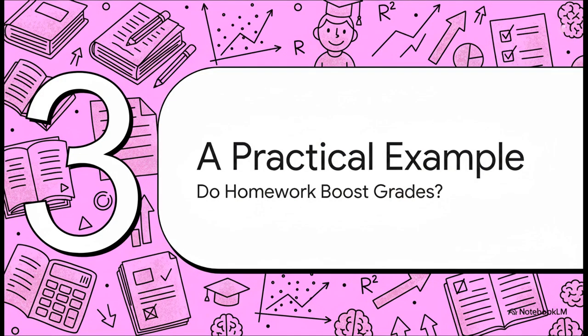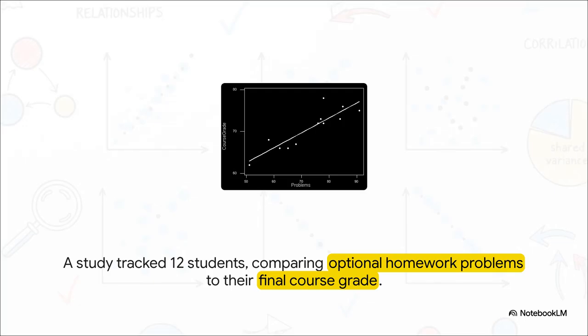Let's make this concrete with a real-world example. So there was this university statistics instructor, and she had a question. Do the optional homework problems she assigns actually help students get better final grades? So she tracked 12 students, and what you're seeing here is a chart of the results. Along the bottom axis, you've got the number of homework problems they completed, and on the vertical axis, that's their final course grade. I mean, you can kind of see the pattern just by looking at it, right? As the dots move from left to right, more problems done, they also tend to go up, higher grades.